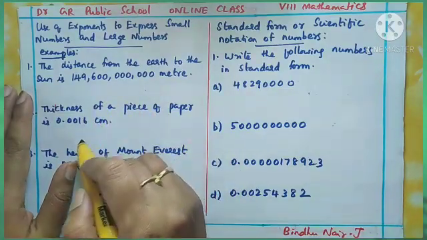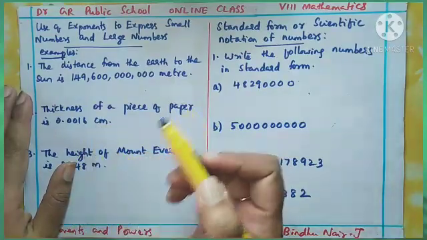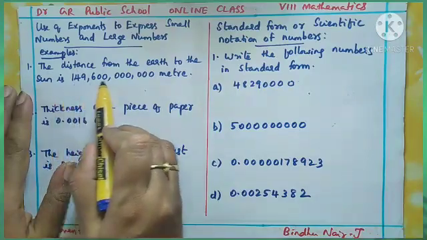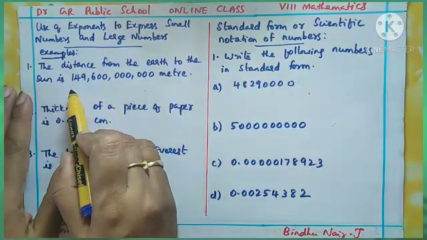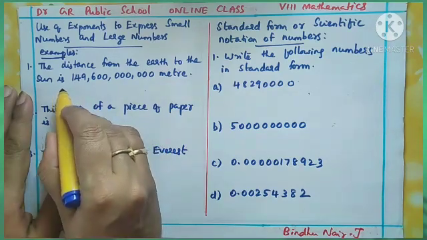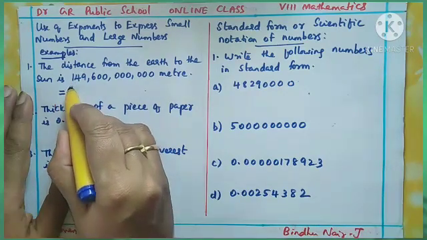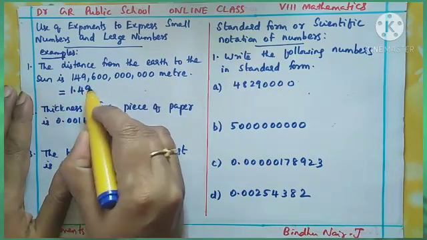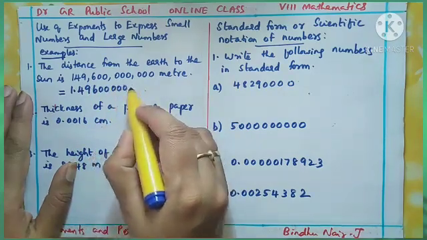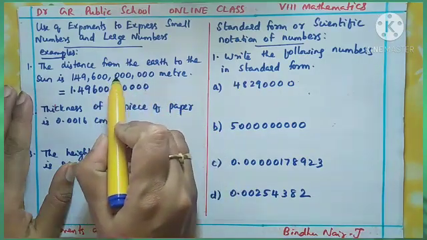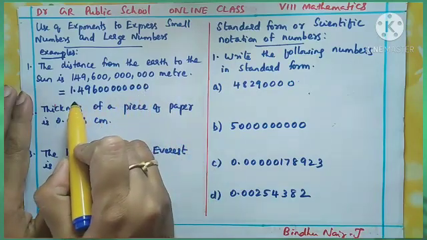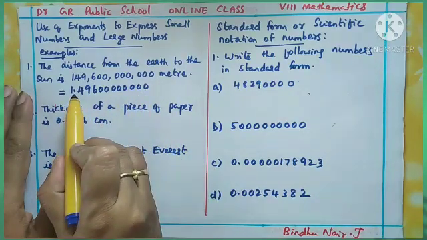So how we can do that? From the introduction you might have learned that first you want to place the decimal after the first number. Here the first number is 1. So we can put the decimal after the first number, it becomes 1.49600, and how many zeros? 1, 2, 3, 4, 5, 6, 7, 8. So 8 zeros, understand? So now we made the decimal after the first digit.